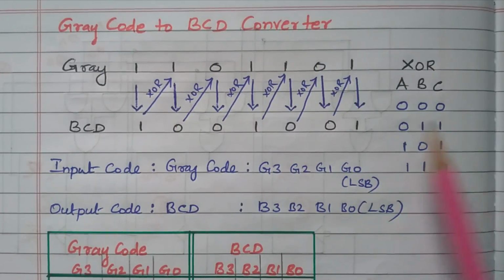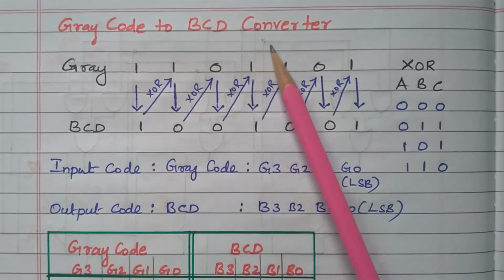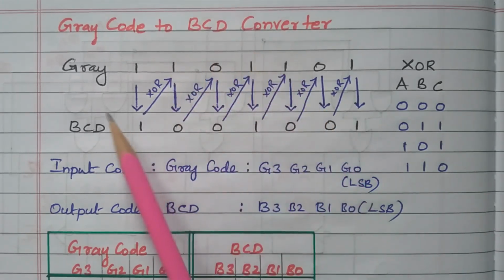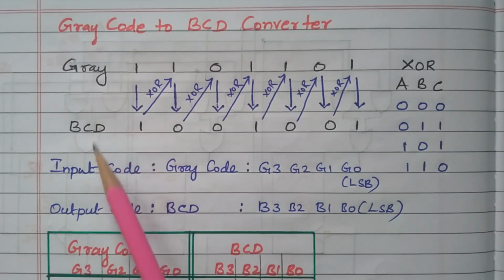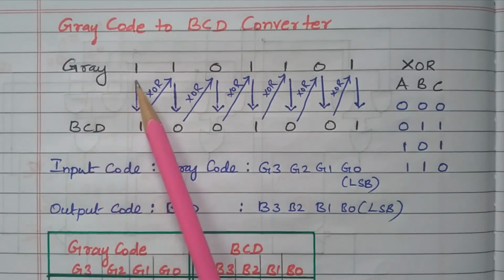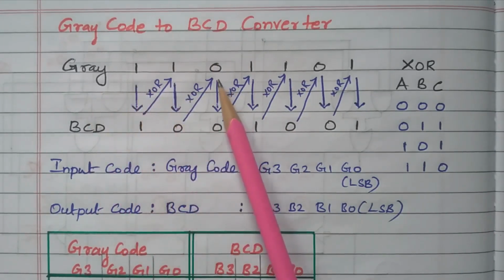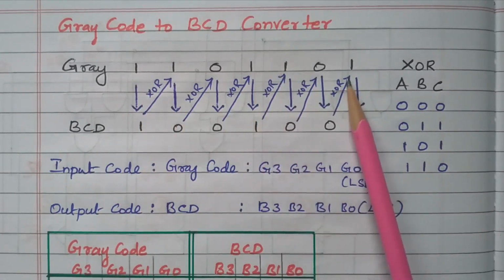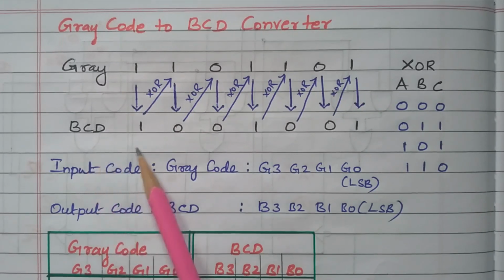Now we'll go to the topic, gray code to BCD code converter. First we'll see how to convert the gray code into BCD code. Let us consider the gray code 110101. So this is the given gray code. We are going to convert it into BCD.